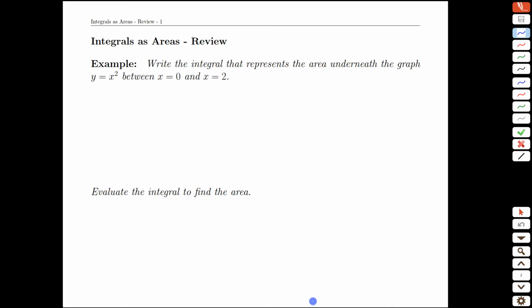We're asked to write the integral that represents the area under the graph of y equals x squared between x equals 0 and x equals 2. Well, that is exactly what we mean by an integral from 0 to 2 of the function x squared dx.